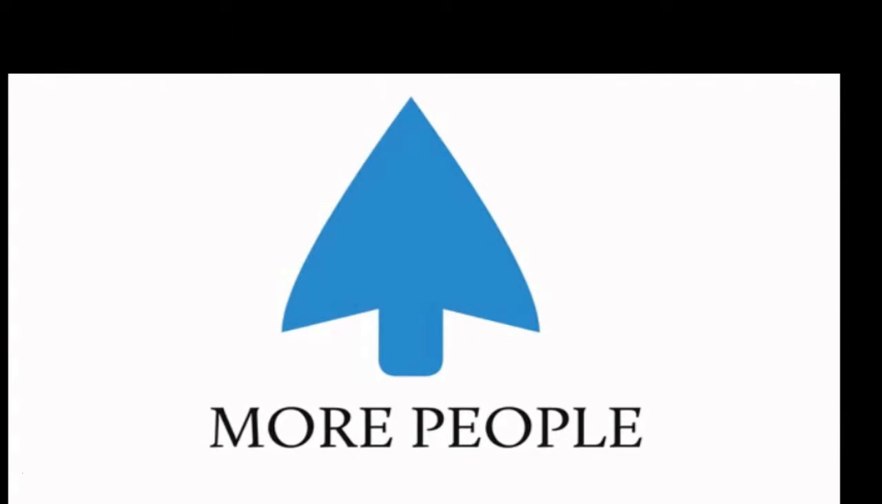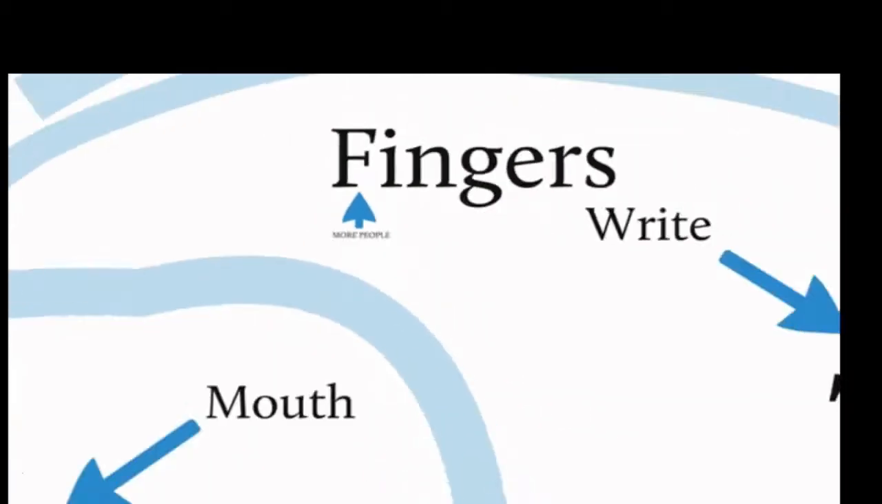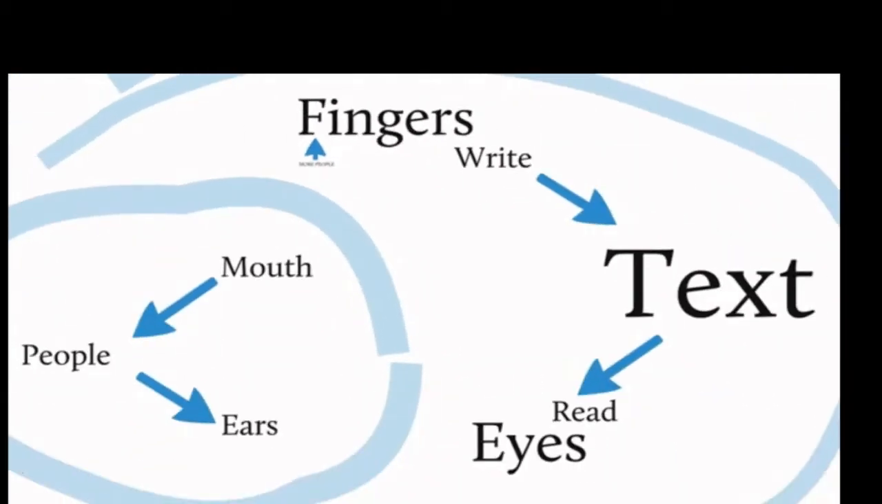In this diagram, let the vertical axis indicate more people. To communicate with more people, we use our fingers to substitute for our mouths and create text, which our eyes can read in place of our ears. The text can then be widely distributed through both space and time.